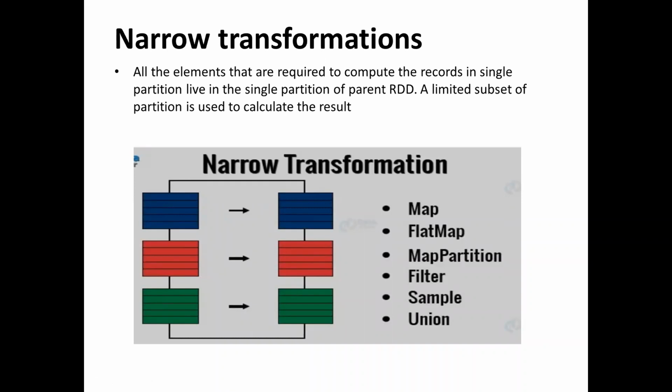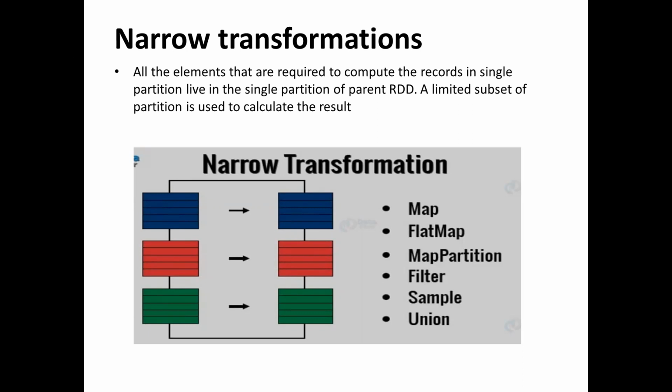One is narrow transformations. Narrow transformations means it's one to one. That means all the elements required to compute the records in a single partition live in a single partition of the parent RDD. If you see, this is our data and these are the partitions. What happens when we apply narrow transformations? After applying the transformation, it remains in the single partition, same as the parent partition. You are not creating more partitions out of that.